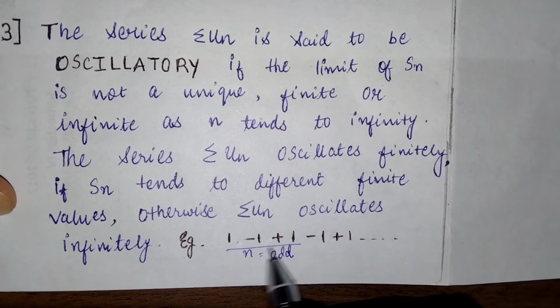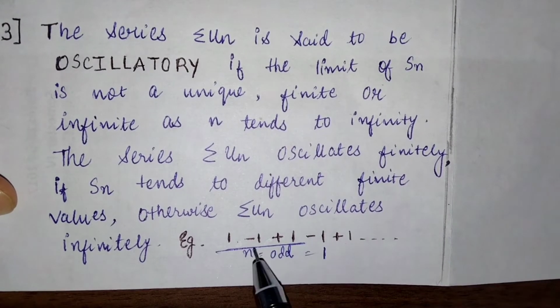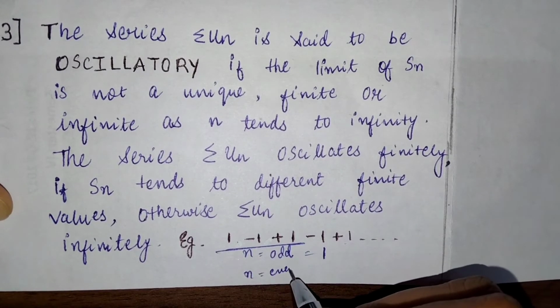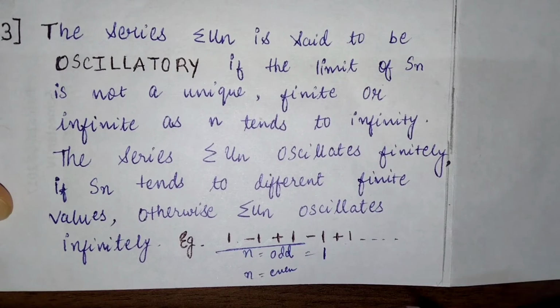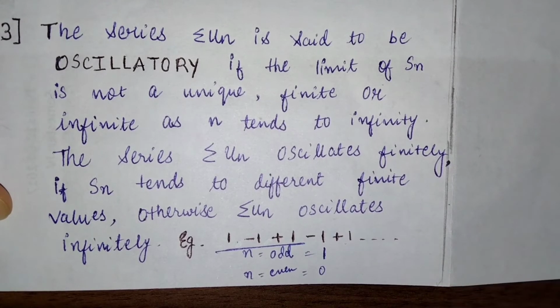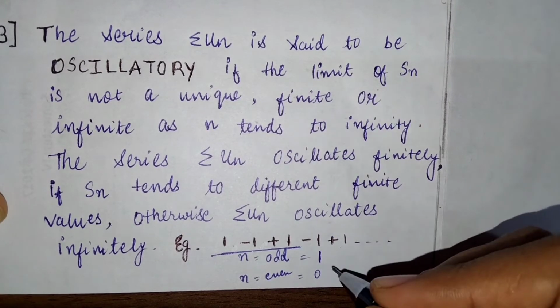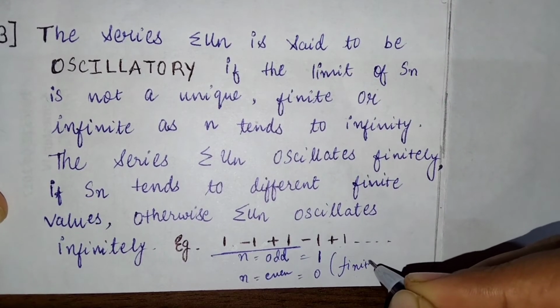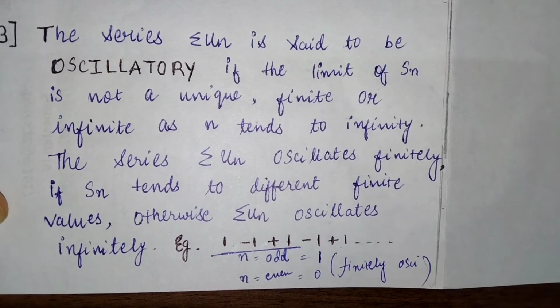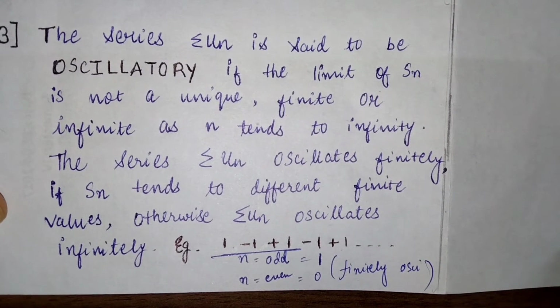If n is odd, that is, first three terms: -1 and 1 cancel, so 1 remains. So for odd terms up to infinity, the answer will always be 1. But if n is even, all the terms cancel and the answer will be 0. It means we don't get a fixed value, but more than one value, 1 and 0. Such type of series is called a finitely oscillating series, because its value is finite but it oscillates, 1 comes, 0 comes. So such type of series are called oscillatory series.